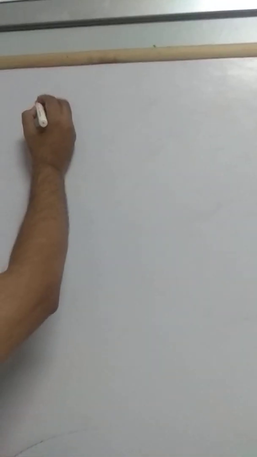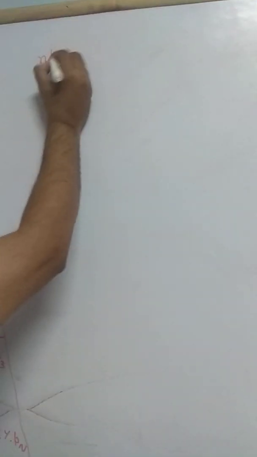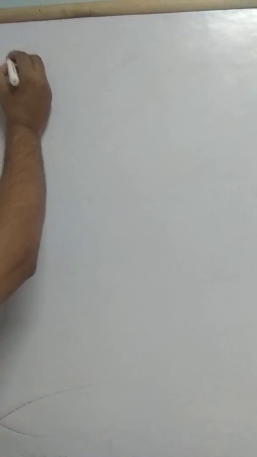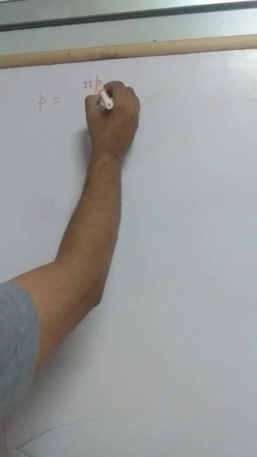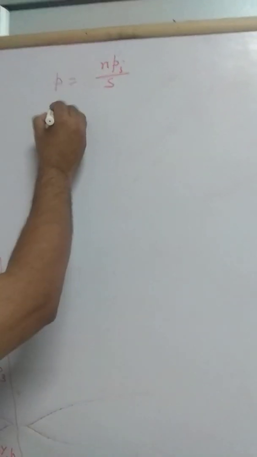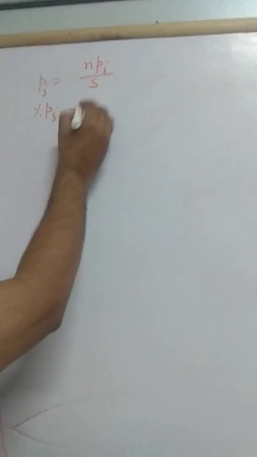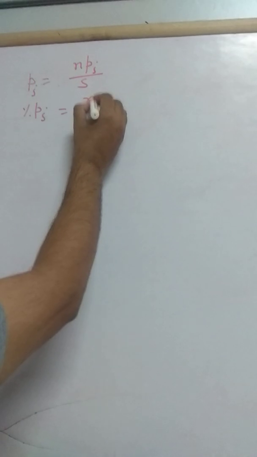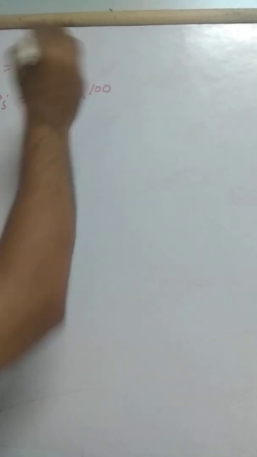Now the formula which we are going to use, how the P will be computed? NPi divided by S gives Pi, and percentage Pi, how will it be computed? NPi divided by S into 100.